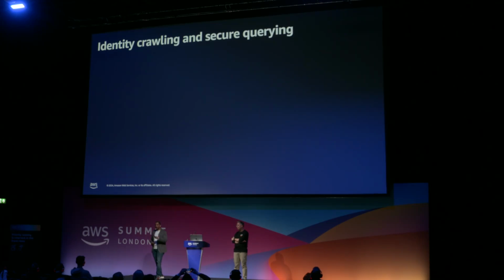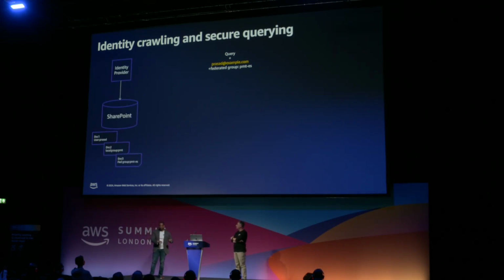Now let's look into how identity crawling works behind the scenes before we get into the demo about how we can configure it. Now let's say a user makes a query. My name is Prasad, just as an example, and I am part of a federated group, and I need to make a query to Amazon Q. If I look into the enterprise system that I have in my organization, I have a SharePoint, and there are multiple documents. There are only 3 docs Prasad has access to: Doc 1, Doc 2, and Doc 3, based on the various groups Prasad is part of, and that is controlled by the identity provider.